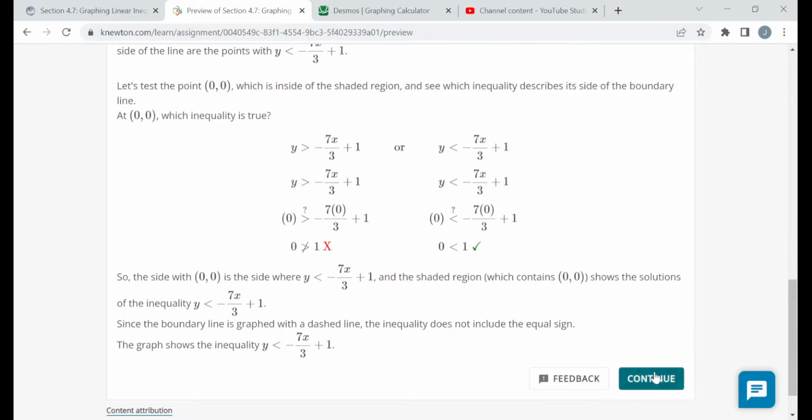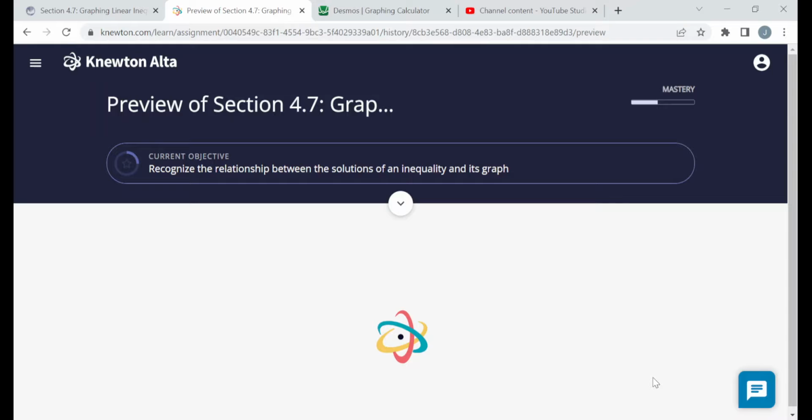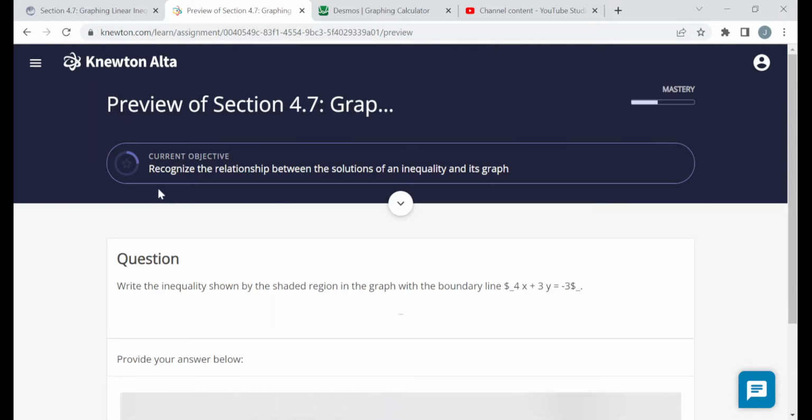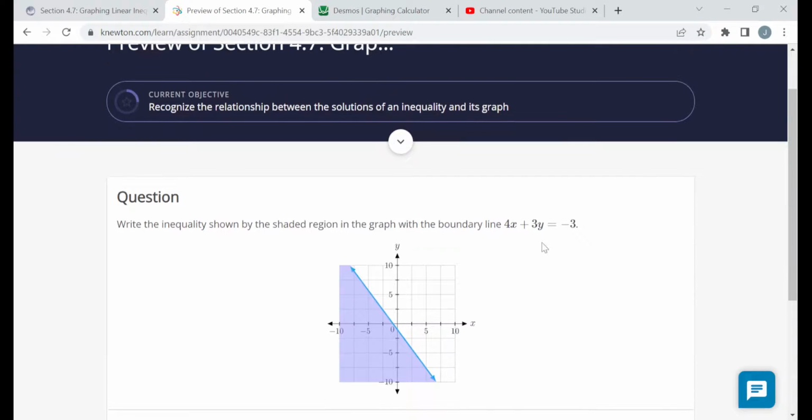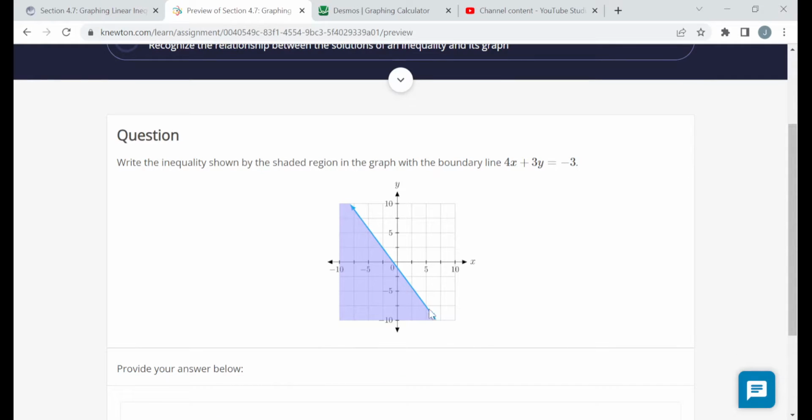All right, next. So again, pretty much the same thing here. They give us the equation of the boundary line. Notice that it is solid. It is not dashed. It's not dotted, meaning that you're going to have greater than or equal to, or less than or equal to, replacing this.